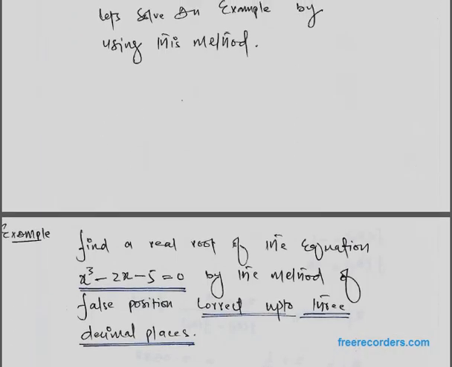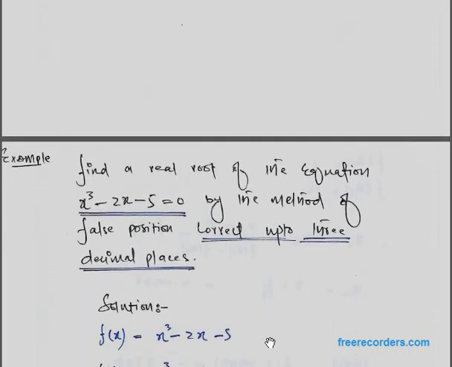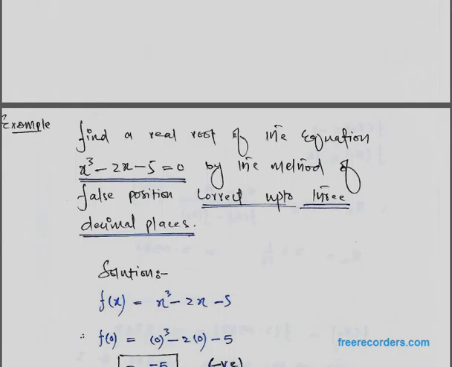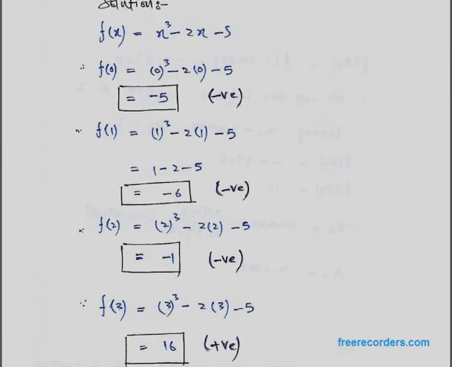So the example is: find a real root of the equation x cube minus 2x minus 5 equals 0 by the method of false position, correct up to 3 decimal places. That means our answer should be correct up to 3 decimal places. So let's solve. f of x is equal to x cube minus 2x minus 5. First we are using 0 as an initial guess.